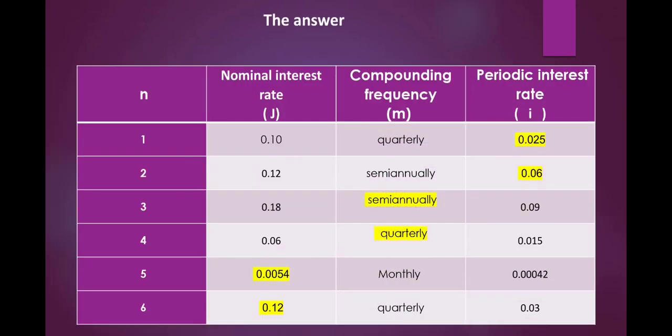The answer for number 1 is 25 per thousand. For number 2 it will be equal to 6%. For number 3, semi-annually, that means that M equals 2. And for number 4, M equals 4, quarterly. And J in number 5 will be equal to 54 per 10,000. And for number 6, J will be equal to 12%.